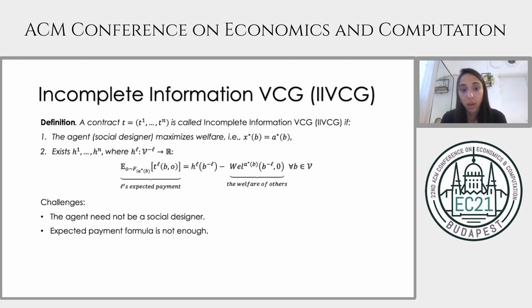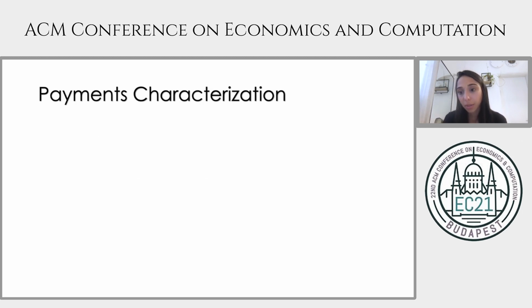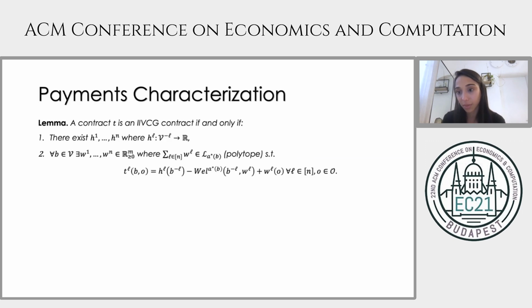challenge is that we only have a formula for the expected payments, but a contract must determine payments for every possible outcome realization. So the payments should be multidimensional. We tackle these two challenges by providing a complete characterization of outcome-specific payments that incentivize welfare maximization by the agent. I won't get into the details of this lemma, but I will mention that it is useful since it exactly defines our design space, and in particular, it translates to linear constraints that are the cornerstone of the algorithmic construction we will shortly show.